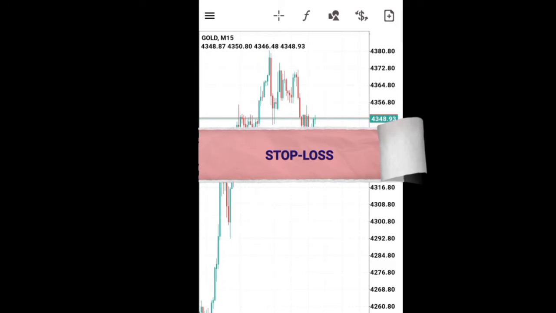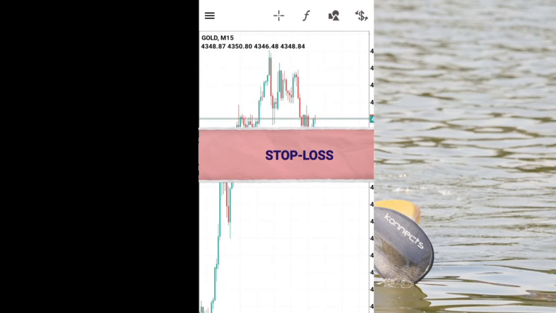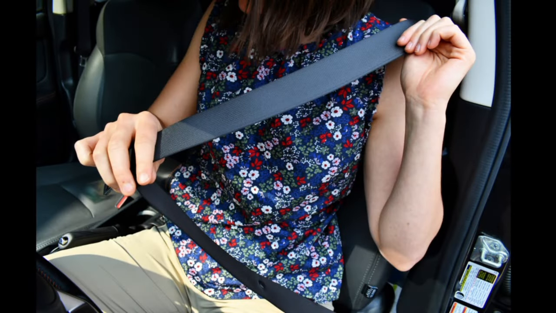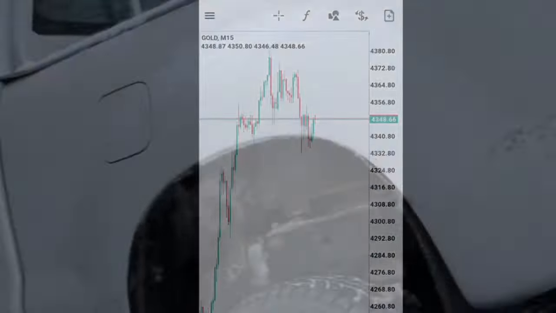Let's talk about stop loss in forex trading. A stop loss is like a life jacket or a seat belt that you put on to save your life in case of any mishap.